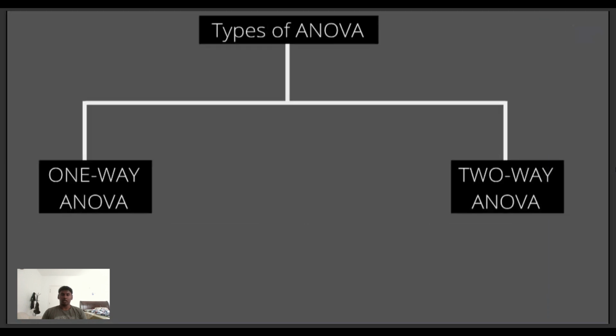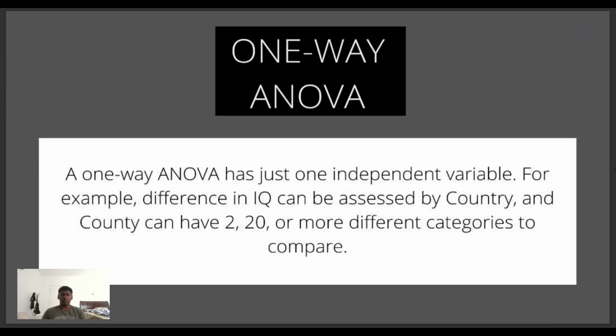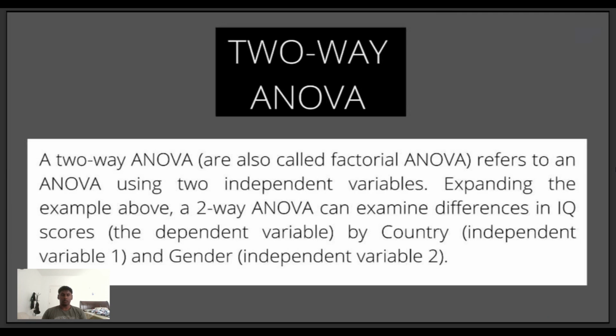Here are a few types of ANOVA: one-way ANOVA and two-way ANOVA. A one-way ANOVA has just one independent variable. For example, difference in IQ can be assessed by country, and country can have 2, 20, or more different categories to compare.